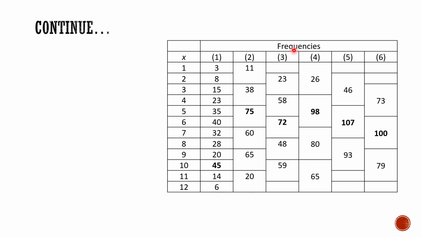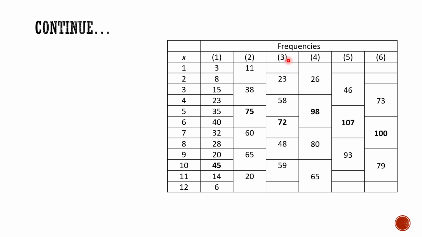So here are the frequencies, and this is the original x values, and these are the original frequencies. You can see I have highlighted the maximum frequency in the first column. In the second column, we have combined the frequencies 2 by 2. So 3 plus 8 is 11, 15 plus 23 is 38, 35 plus 40 is 75, and so on. Here what we have to do is just highlight the maximum frequency in each column. So we have highlighted 75 here.